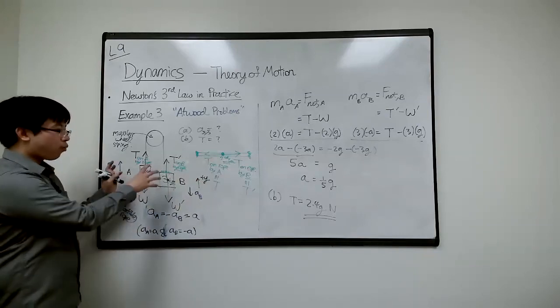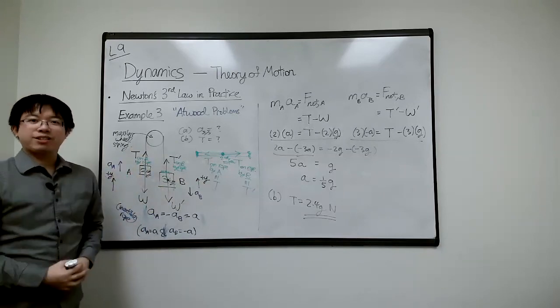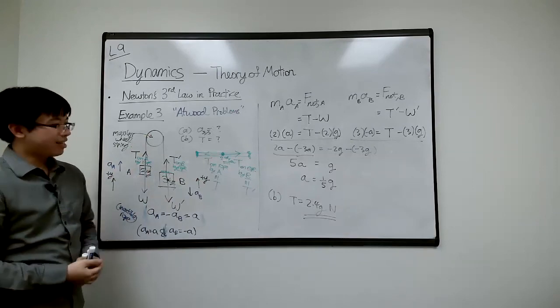And you can think about why the tension in this case of the rope is much larger than in the horizontal case. And you can think about the intuition and the physics behind that.